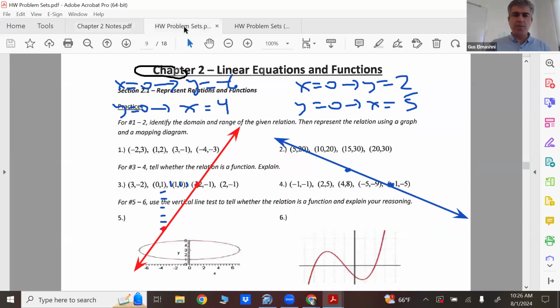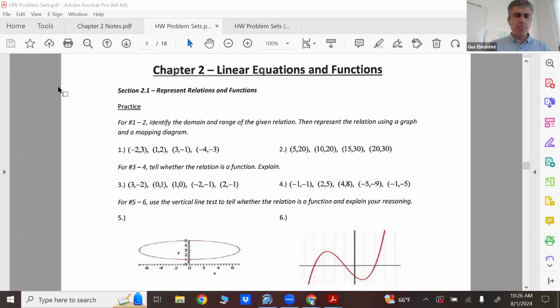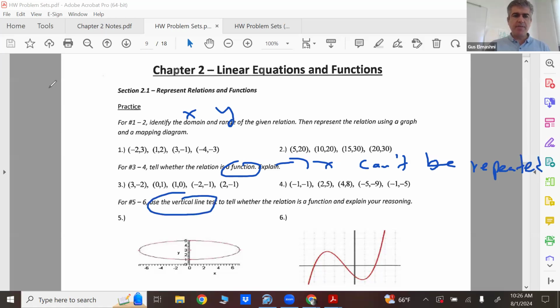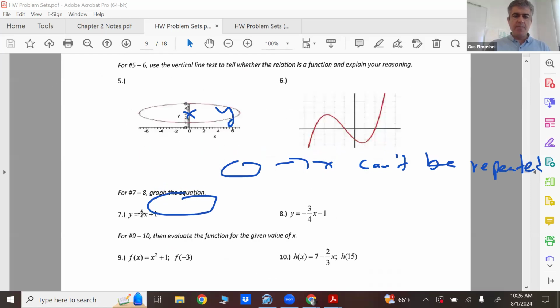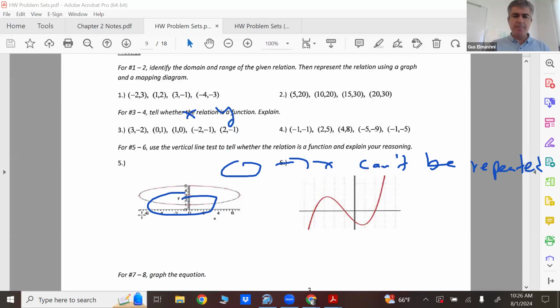Okay, homework, which is a great time to do now. So you're going to look at 1 through 6. Identify the domain and range. So remember, domain is just x. Range is y. To tell whether the relation is a function, x can't be repeated. Here, vertical line test. And then 7 and 8 graphing, 9 and 10 plugging in. That's pretty easy.